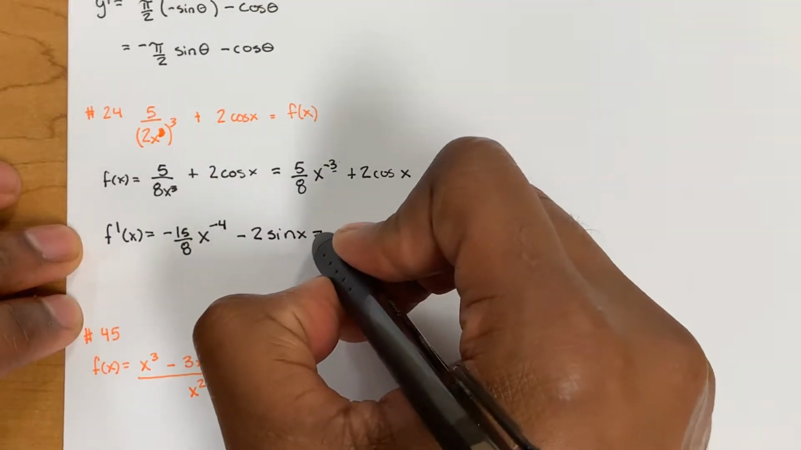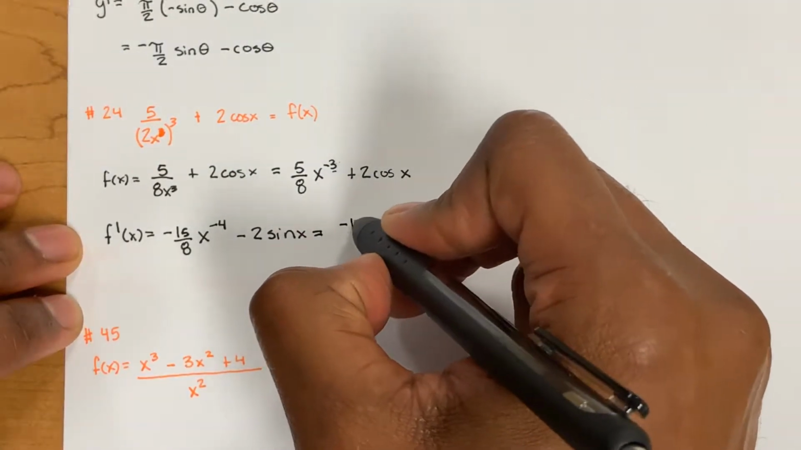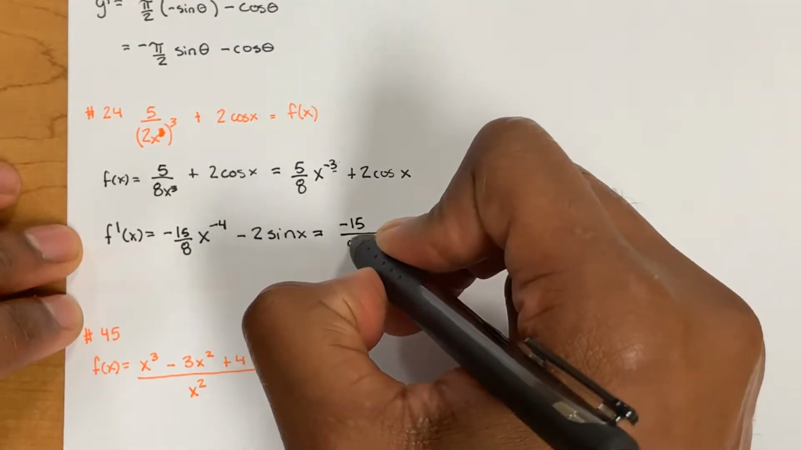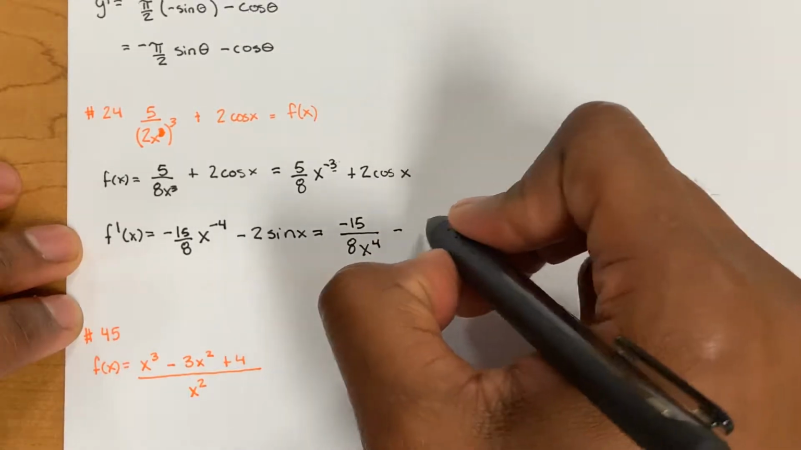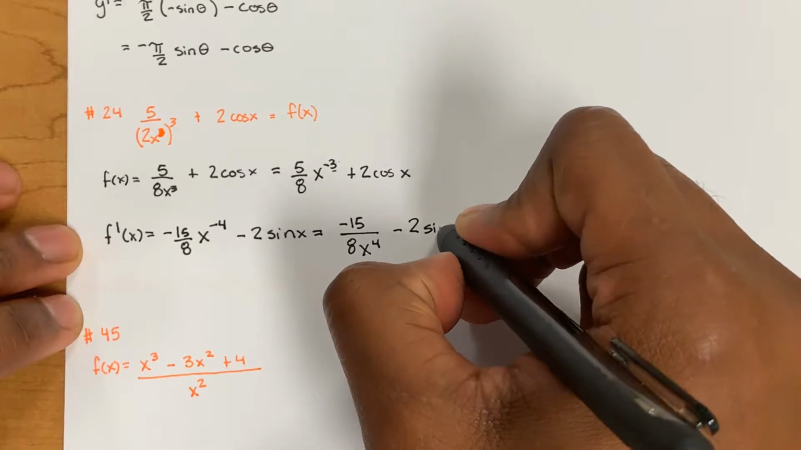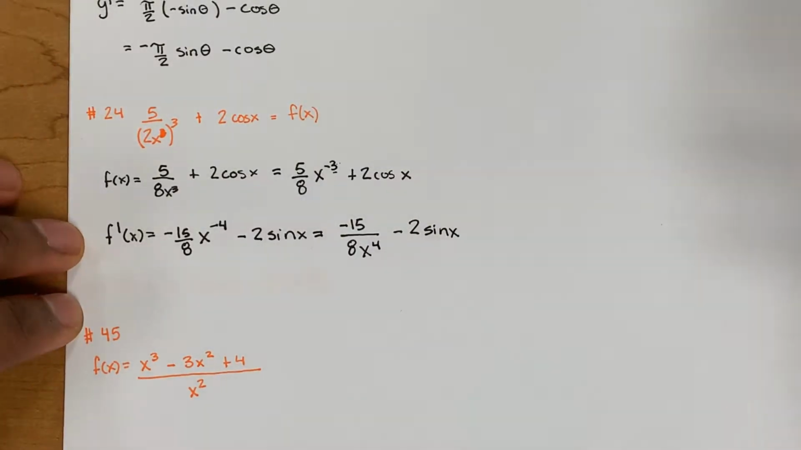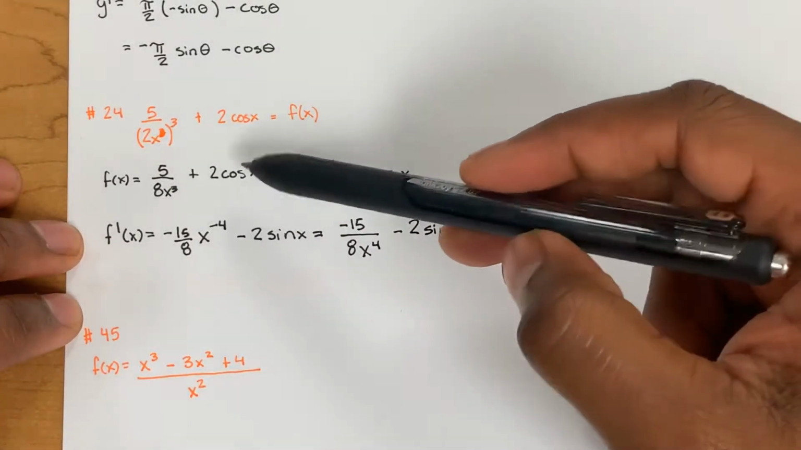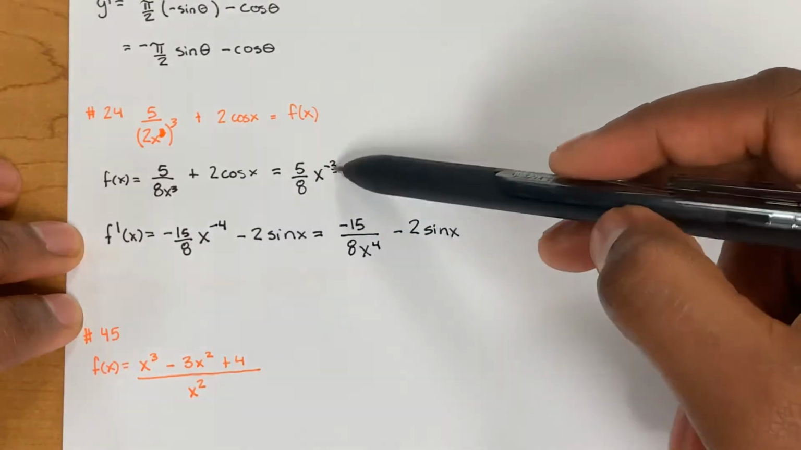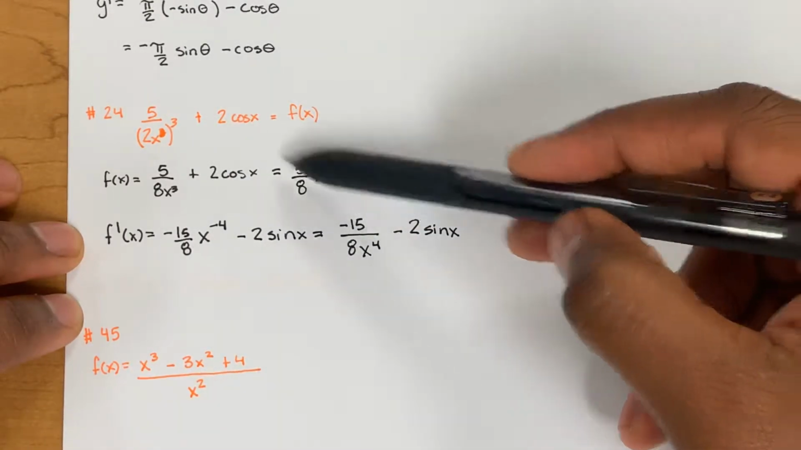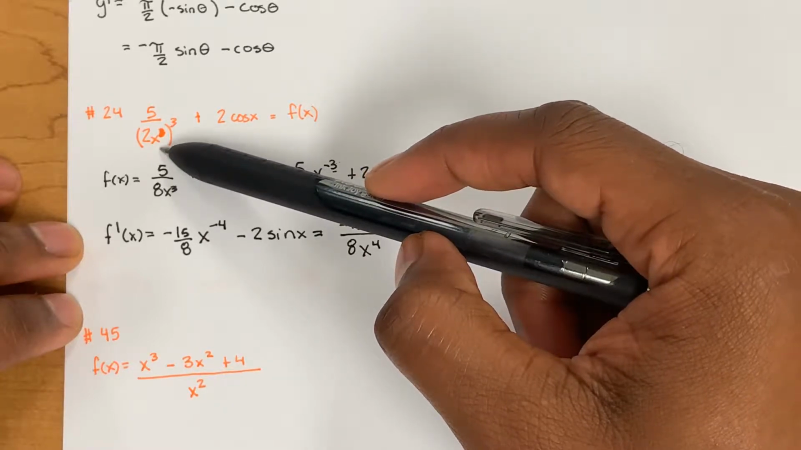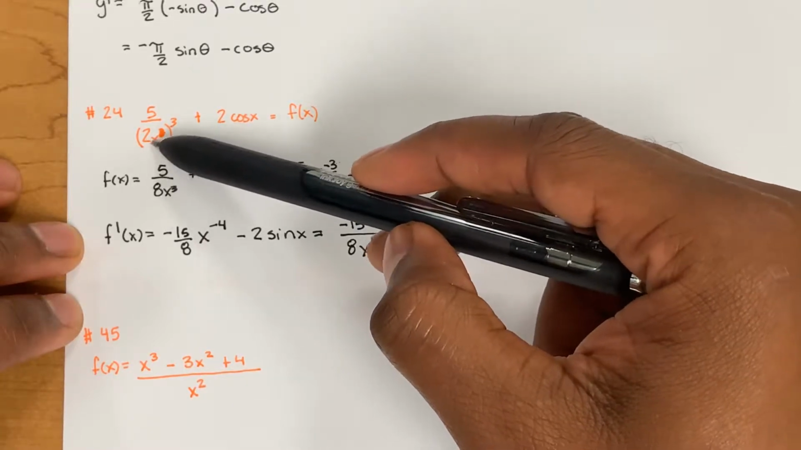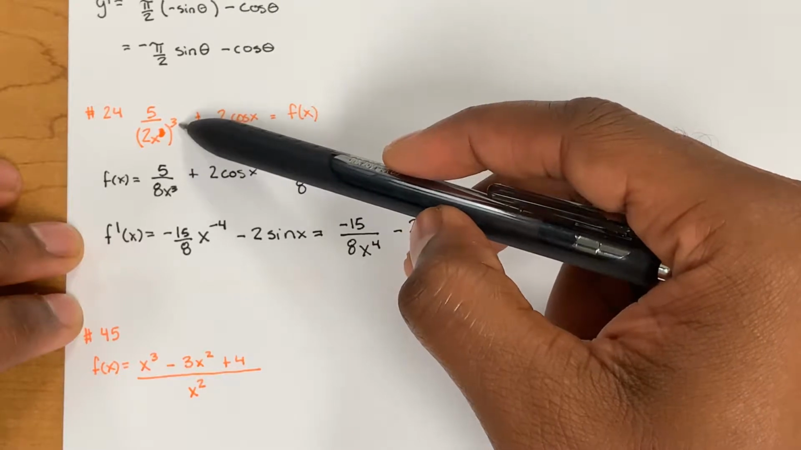Now, if we were looking for a proper final answer, this would be negative 15 over 8x to the 4th minus 2 sine x. And so again, I want to emphasize that the x is what we bring up, not the 8. And in this case, if we brought up anything, it would have been the 2x. We could have brought the 2x up here because the whole thing is to the third power.